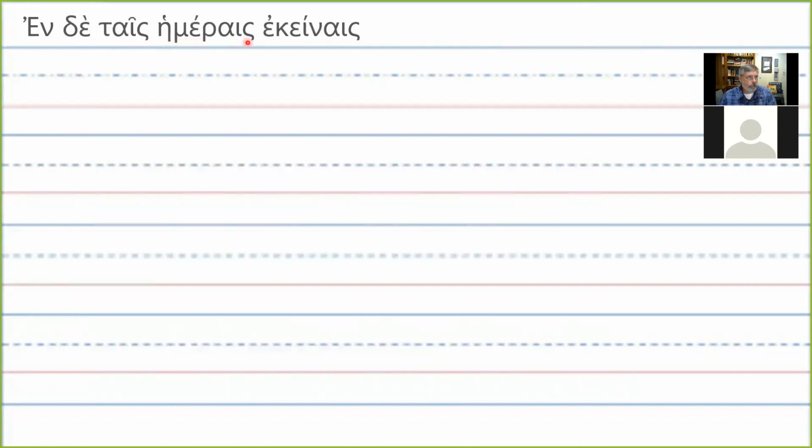So we have en tais hemerais ekeinais. So we got the article, and what gender is this article? What case is this article in? Tais, same thing with hemerais and ekeinais. They're all the same case. They're all the same number. They're all the same gender. Alpha, iota, sigma. Ringing any bells at all? Yeah, see, my brain's not clicking.